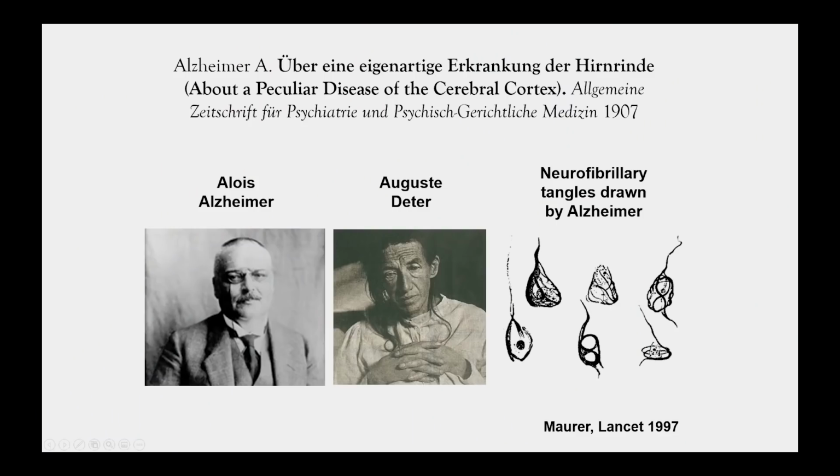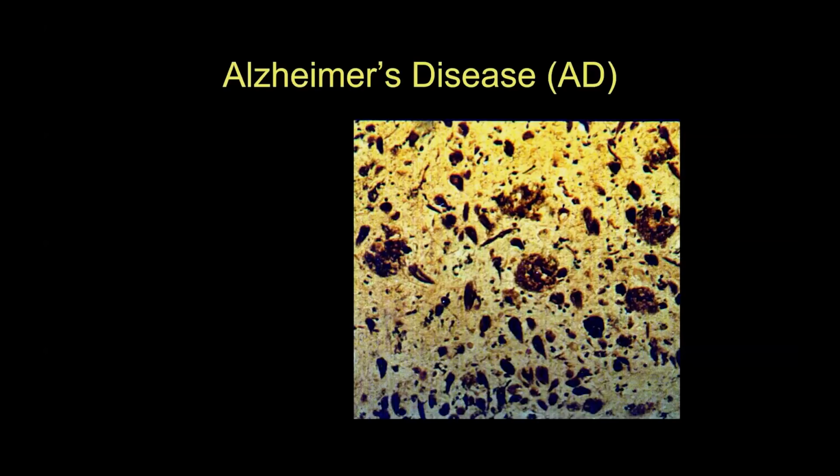And when she passed away in 1906, Alzheimer performed her brain autopsy. What you see here is a preservation of one of the key elements of brain pathology in Alzheimer's disease, neurofibrillary tangles, which I'll describe later, drawn by Alzheimer himself around the turn of the century. This is a more modern slide showing what a pathologist would see under the microscope if he or she were examining a brain that had been affected by Alzheimer's disease.